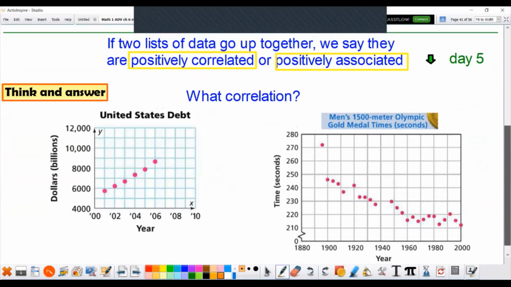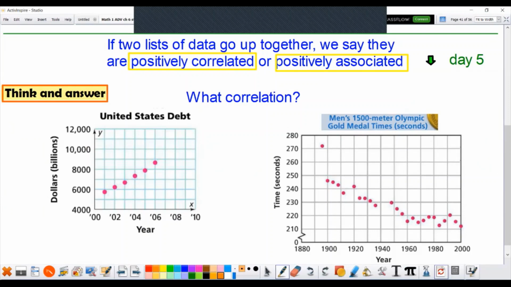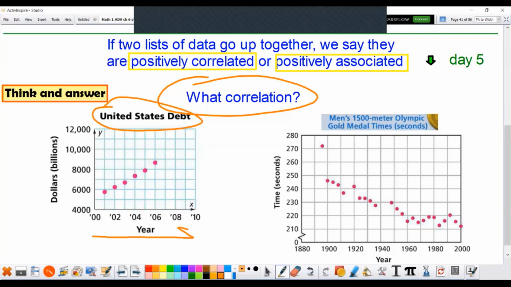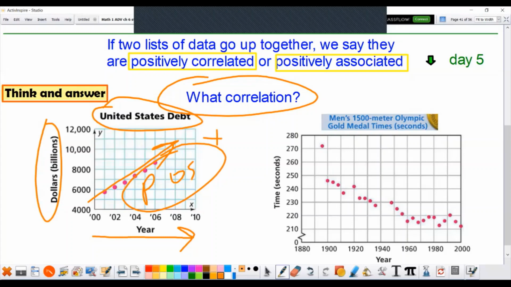Okay, here's some other ones. How about this? You tell me what correlation there is. Here's the United States debt. Here's the years as they go by, and here's the amount of dollars the government owes, like if you borrow money. Okay, you should probably notice that it's going up. So we're going to say it's positively correlated. More years, more money we owe. And this one over here is the last one.